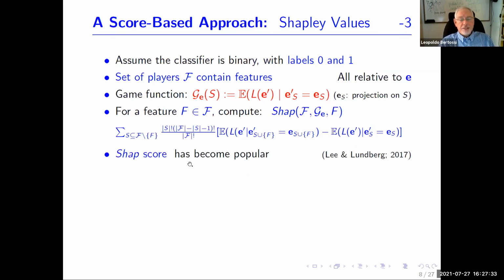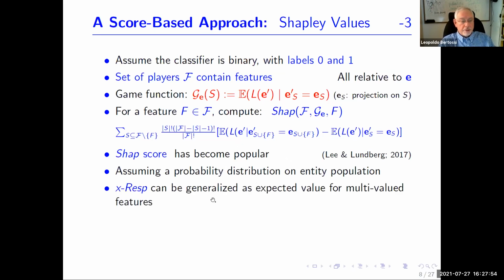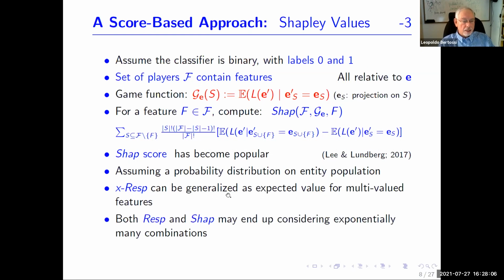So this Shap score has become quite popular. It was introduced by Lee and Lundberg in 2017, and there are many papers about it. We have to assume, of course, a probability distribution on the population of entities, and that might change these values. In the same way, the explanatory responsibility score that I briefly suggested before can be generalized as an expected value for multi-valued features, as I will show if I have enough time to do that.